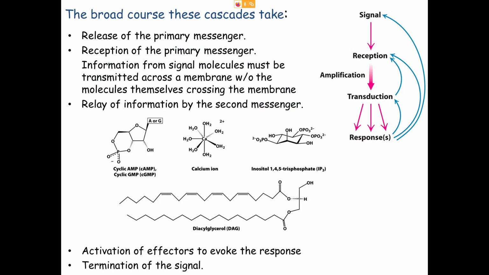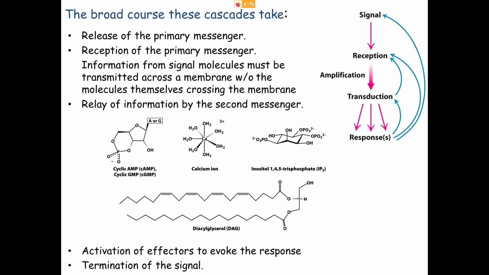Okay, so let's look at some of the players in here. So in the top right, we have our original signal. Some cell releases a molecule. We call it the primary messenger. Right? That primary messenger, there's lots of these. We'll talk about a few of them. They go to a target cell or cells, and that cell receives the message. Right? The primary messenger binds to the outside of that cell. So there's a receptor that binds to that ligand.